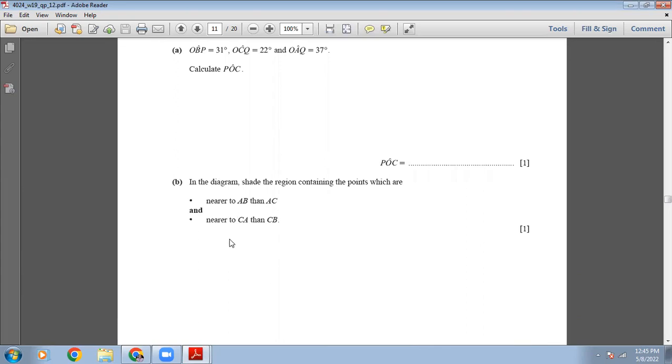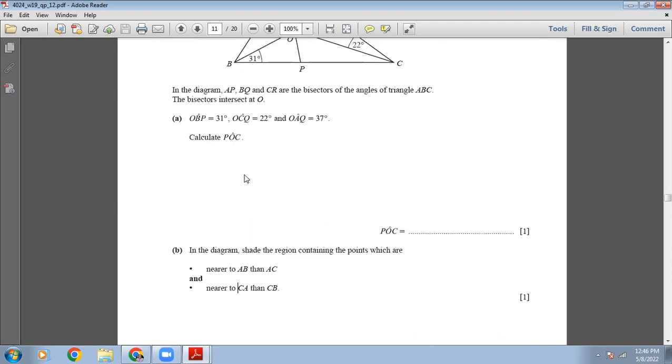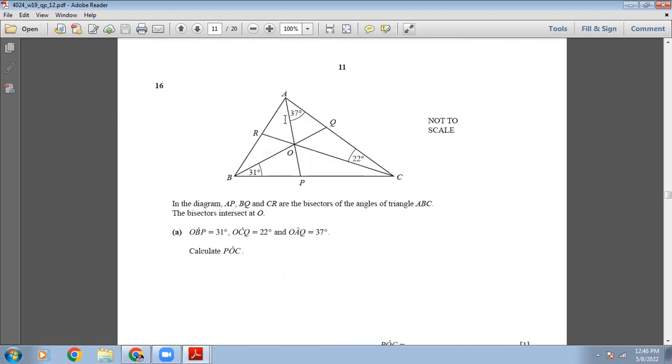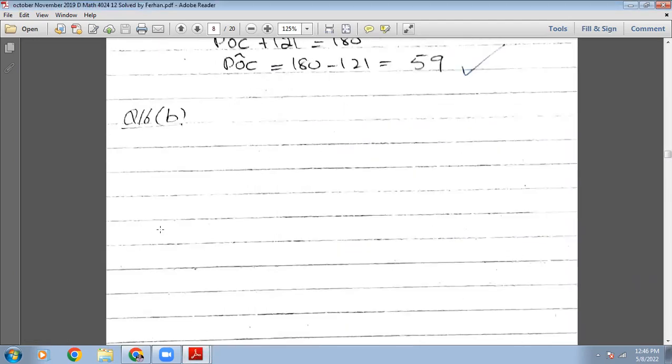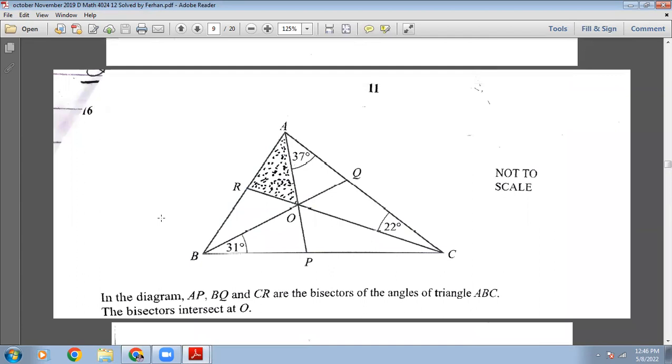Then the second condition: the points are nearer to CA than CB. This means the angle bisector of C. So you have to remain near CA, so you have to remain on this side. When you combine these two conditions, this portion will be shaded, which is the triangle AOR. So let me show you how I have done this. Hopefully this is showing up on your screen and you can see the required area has been shaded. The AOR triangle has been shaded.